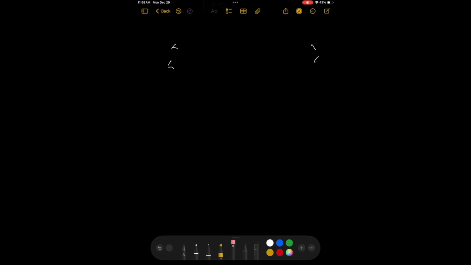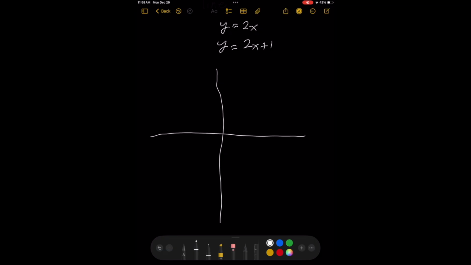Now, what does this mean mathematically? Parallel lines are lines with the same slope. So, for example, let's just graph both of these for a sec. y equals 2x, okay. So the y-intercept for this guy is 0. And, okay, up 2 over 1. Okay, great. Lines like that. That's how you graph y equals 2x.